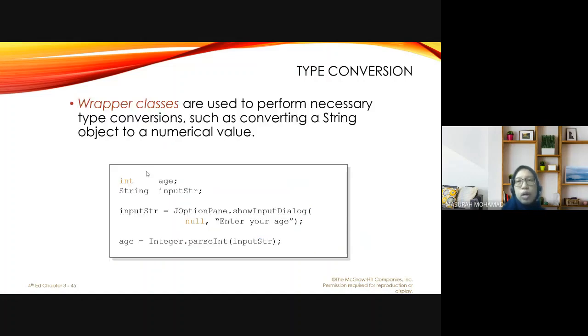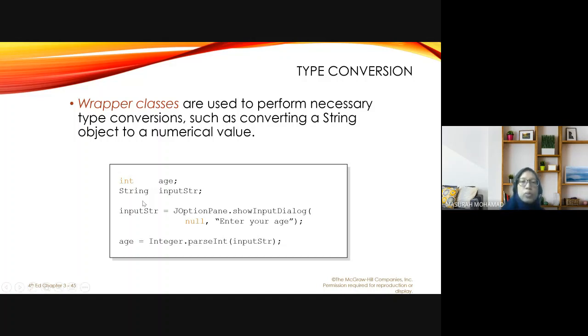So how do we do that? We need to use type conversion, which is known as wrapper classes. Wrapper classes are used to perform necessary type conversions, such as converting a string to a numerical value, for example to integer, to float, to byte, or whatever data types that we have.